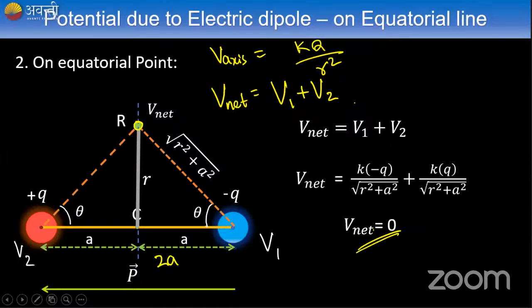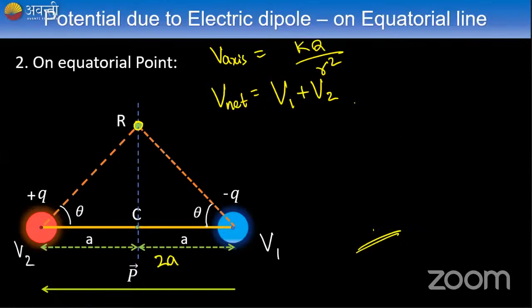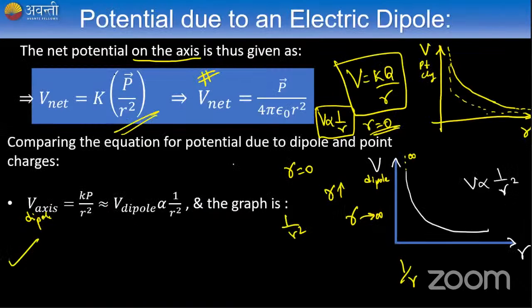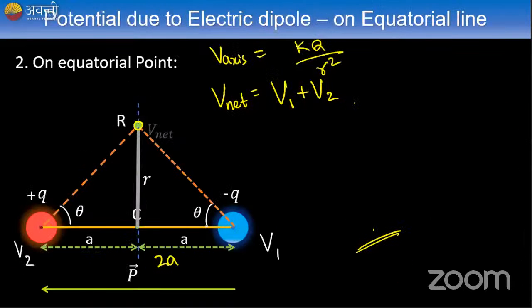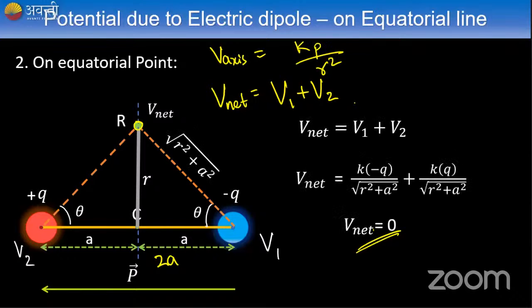In my previous expression, we found the potential at this point is 2p by 4 pi epsilon naught r square, so this was p by r square. This was the electric potential due to a dipole at an axial point. Now similarly, at the perpendicular point, or the equatorial point, you get V net equals 0.